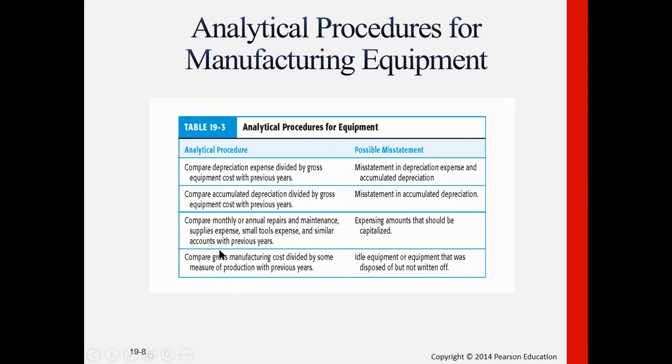Next is to compare gross manufacturing cost divided by some measure of production with previous years. One item for possible misstatement would be if equipment is idle or not used or unutilized, or equipment that was disposed of already was sold but not written off, so not removed in the books of the company.